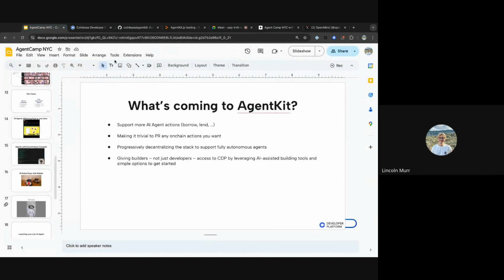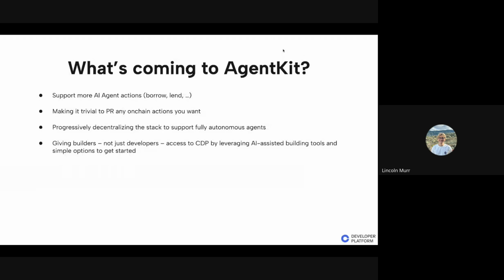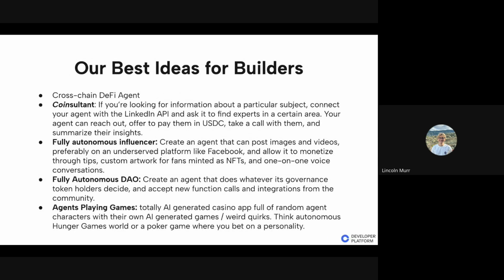So with that, we're coming to the end here. Some of the best ideas, already stuff that I've gone over a little bit: cross-chain DeFi agents; some sort of consultant, basically an integration with LinkedIn or phones or anything like that, that allows your agents to talk to people and do real human tasks on their behalf; an autonomous influencer, we've started to see this pop up a little bit since I wrote this; a fully autonomous DAO, we've seen some really interesting experimentation around decentralized autonomous organizations; and then lastly, agents playing games.